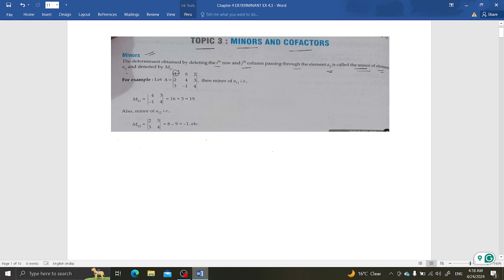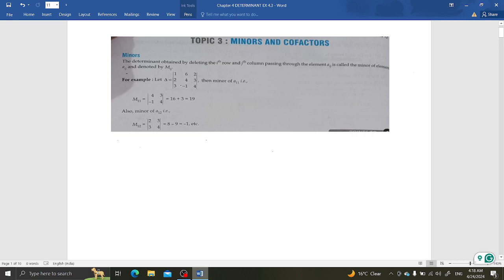This is the first row and first column, so this is our a11 element. We need to remove this row and this column. So what we are left with is 4, 3, minus 1 and 4. We need to find the determinant of this, and after solving we get a number. So basically the minors are also numbers, which are obtained corresponding to an element of the matrix by removing that particular ith row and jth column.